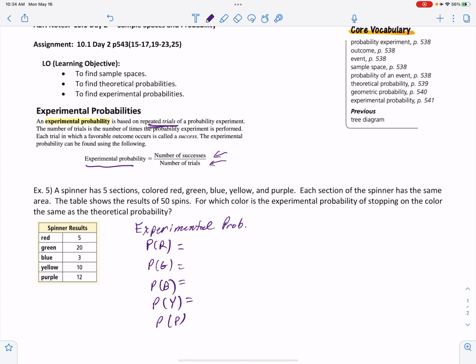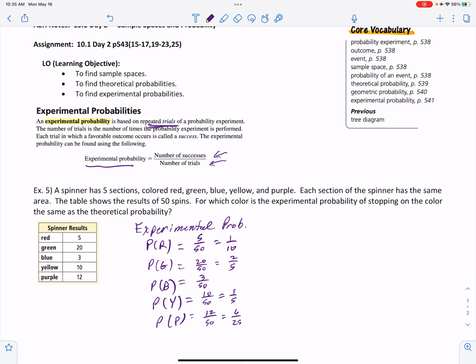And the experimental is you had red 5 out of 50, which is 1/10 or 0.1. Green was 20 out of 50, which is 2/5. Blue was 3 out of 50. And yellow was 10 out of 50, which is 1/5. And probability of purple was 12 out of 50, which is 6 out of 25.